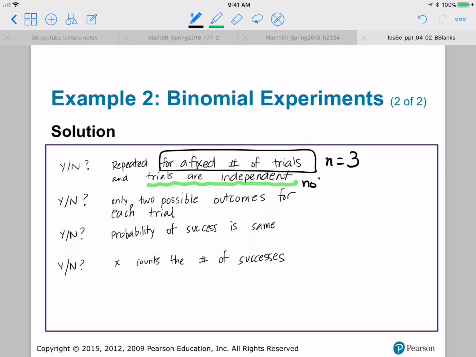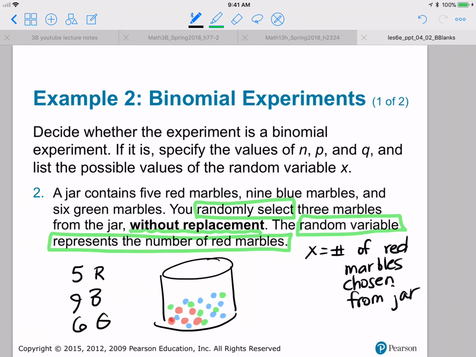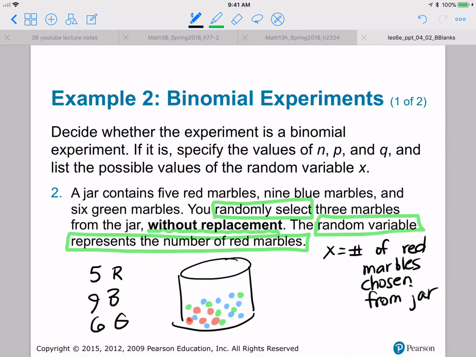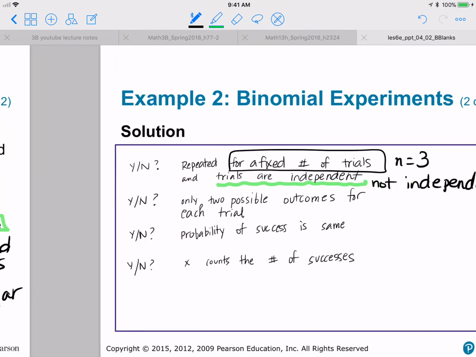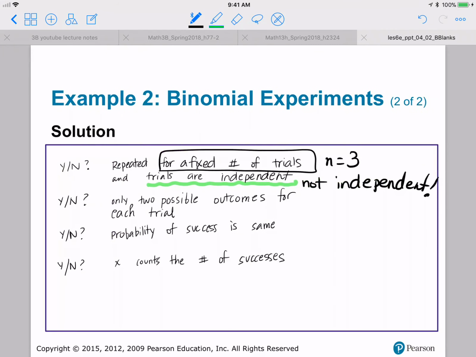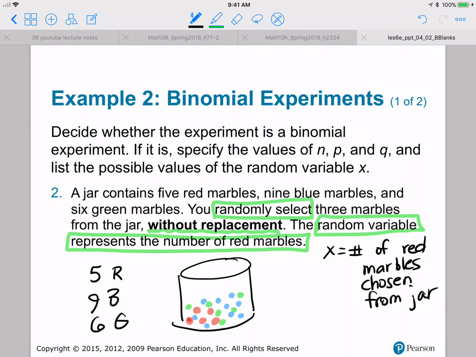Why? Because the trial is to see if you pick a red marble. So if I pick a red marble, that's going to impact my second trial. From my first trial, what's the probability of picking a red? Would it be 5 out of 20? Because there are 20 marbles in there, 5 out of 20. So the probability of picking a red for the first one would be 5 out of 20.